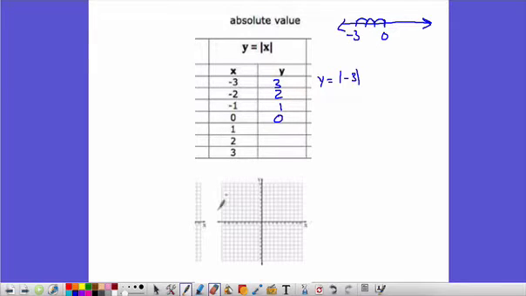And then we have 1, well how far away is 1 from 0? Well, it's 1 spot away from 0. Here's 2, 2 spots away from 0. And here is 3, and it is 3 spots away from 0. Another way to think about it is that absolute value, when you have negatives, they're going to become positives. When you have positives, they stay positives. Don't change them to negatives.